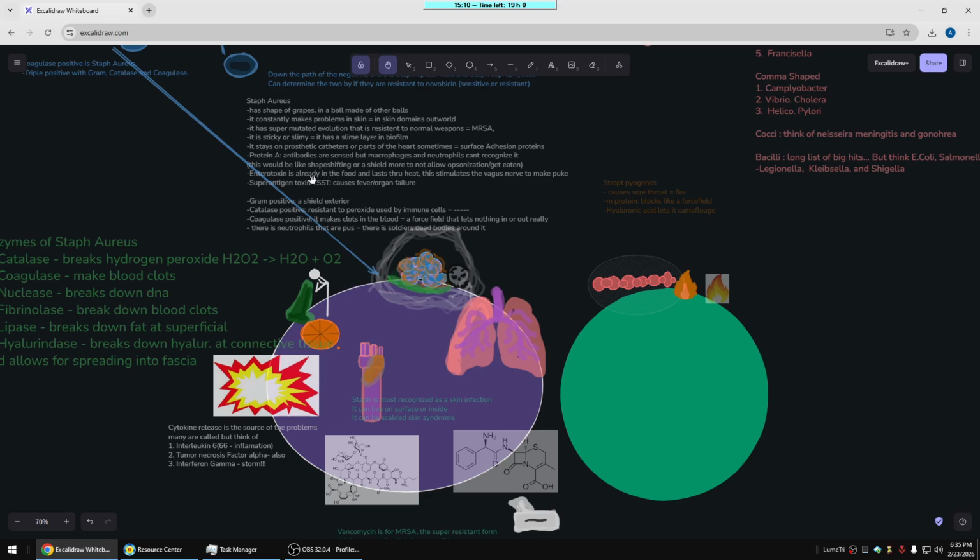And enterotoxin means it's already in your food, so pizza looks like a basketball, but it's supposed to be pizza. People vomit. If you vomit soon after eating without a fever, that's a sign of enterotoxin from Staph aureus, because it is in your food. It can be in your food, and it will last through heat. Oh, actually it's heat labile, so maybe you should change that. But the way it works is that it stimulates the vagus nerve to make you puke. So that's something you should remember.